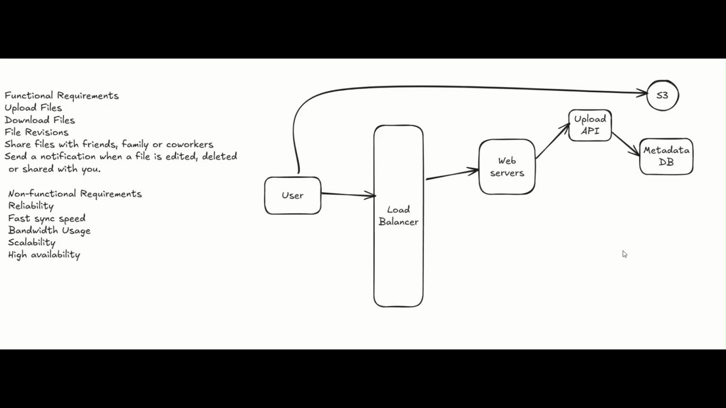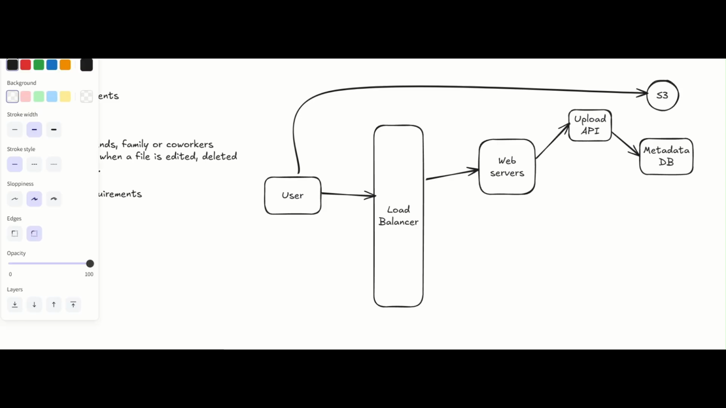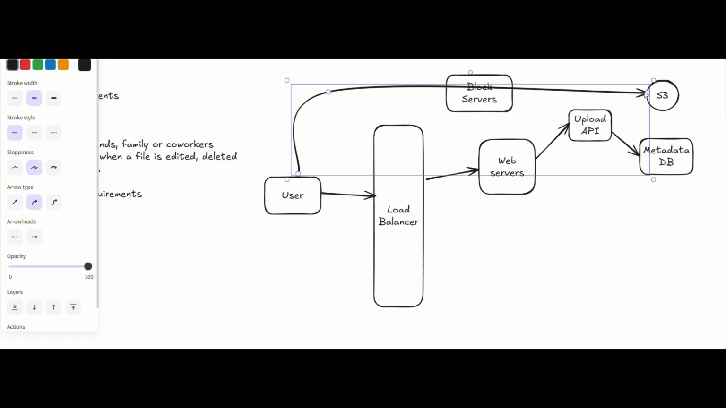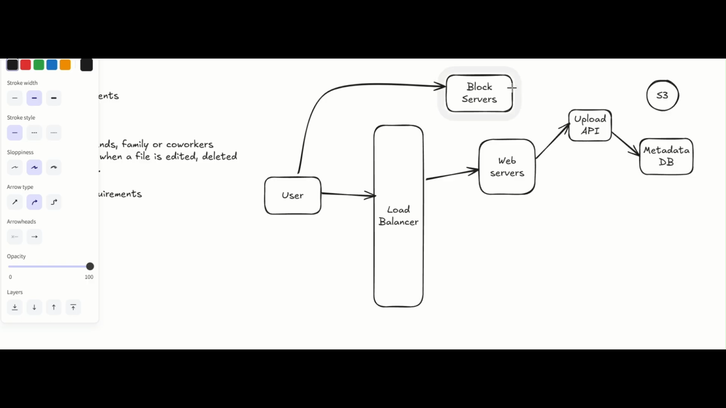Another case we should consider is that transferring a file of 1 GB will still be slower when uploading directly to S3. So instead of uploading a 1 GB file on S3 directly, we will add block servers. Basically, we would transfer big files or small files in small chunks onto S3. So I'm adding block servers here. Our request will go from users to block servers, and block servers will send small blocks of data onto S3.